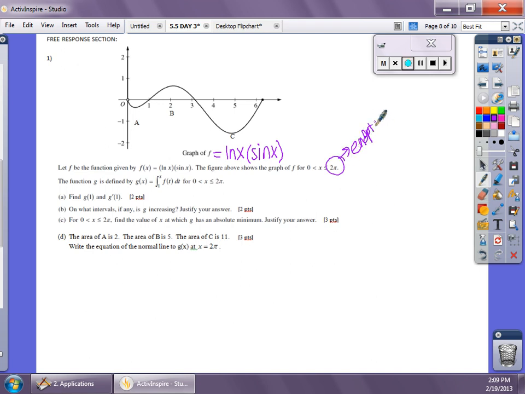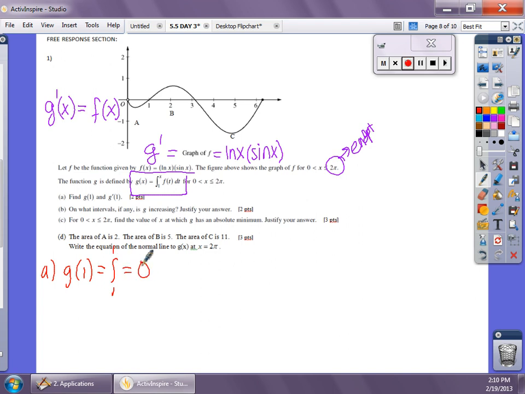Okay. And I have this information right here, which I'm going to change to g prime is equal to f of x. And now we know that this is the same thing as g prime. Now I'm going to read the question. So the questions are g of 1. Starting off with letter A, g of 1 is the same thing as the definition 1 to 1, which I'll just shortcut and say 0. G prime of 1, well, this is the g prime graph, so if it's the same as the graph, then we're looking at the y value at 1, and the y value at 1 is 0.